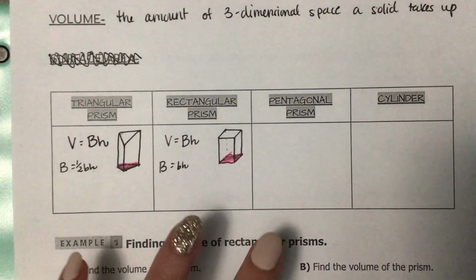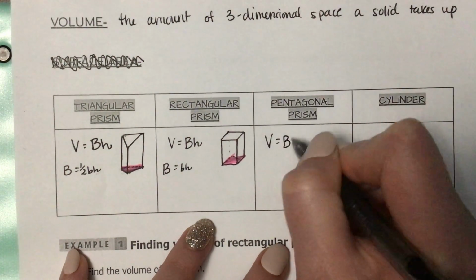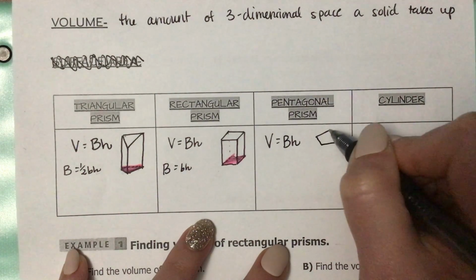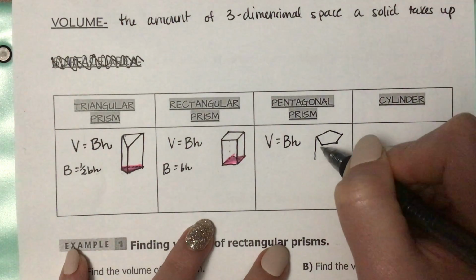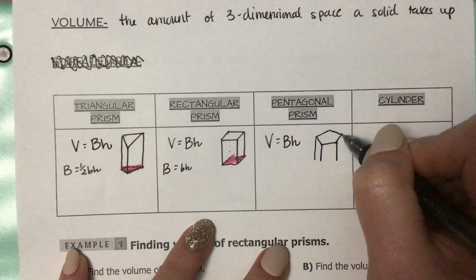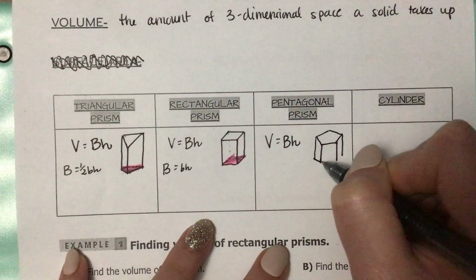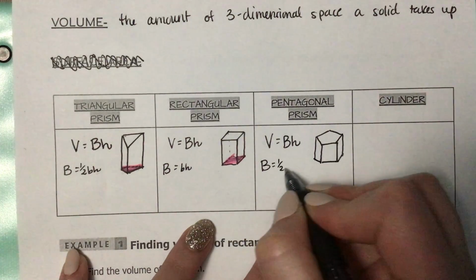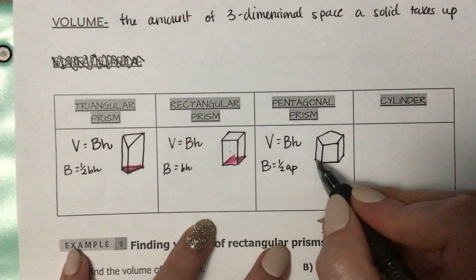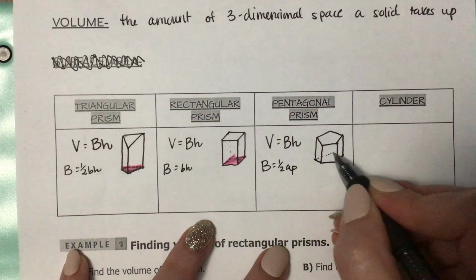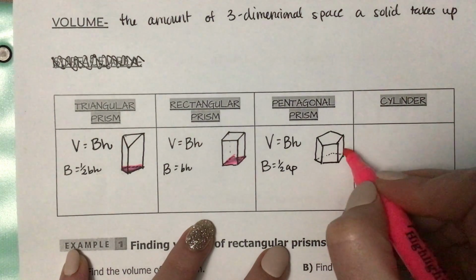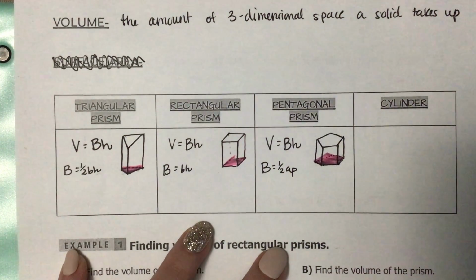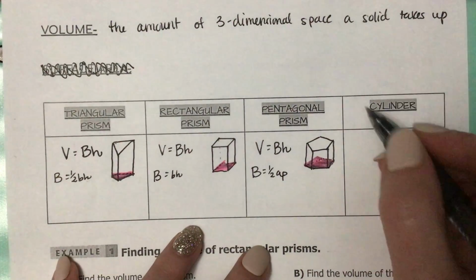We also have pentagonal prisms. Those are, once again, base times height. The pentagonal prism might look like this. And then big B is equal to 1/2 apothem times perimeter. Now, the base of the pentagonal prism, or one of the bases, because technically prisms have two bases, is that part right there.